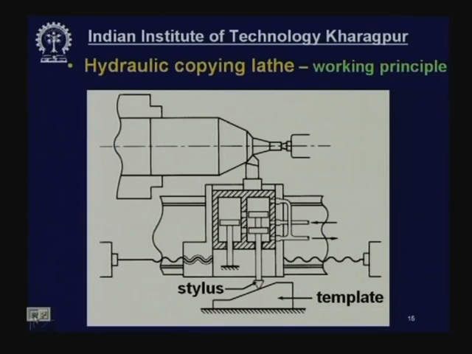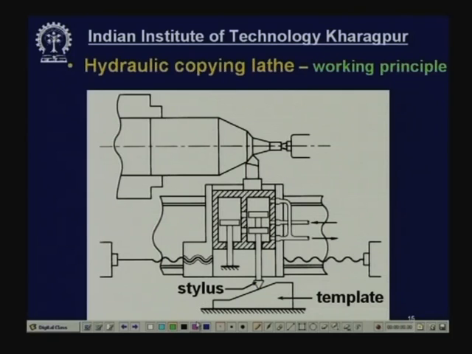Now, I shall explain. Here, this is called the template, which is mounted separately outside, and the shape or profile of the template will be the replica of the job that you want. Suppose it is like this, that means you will get a job like this. So, this portion of the job is the configuration of the template 1:1, all right.